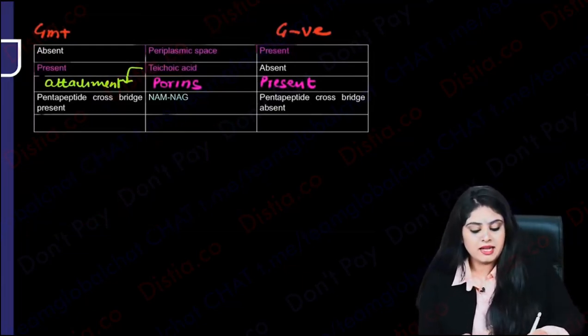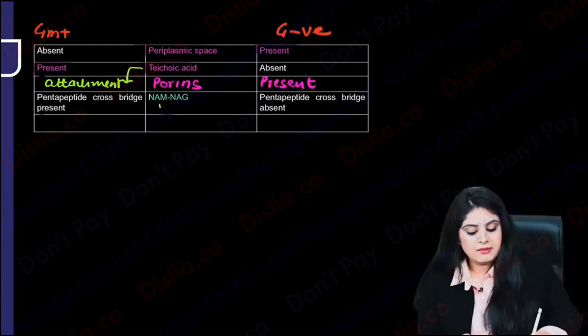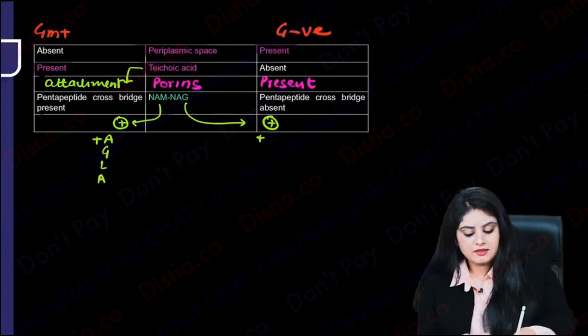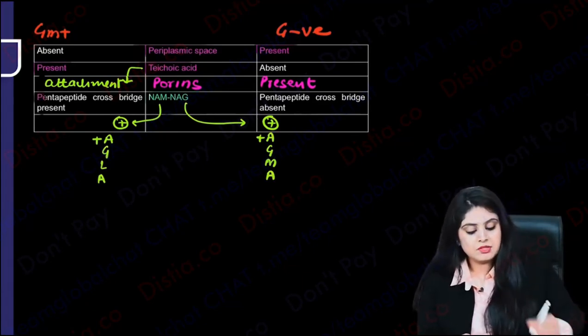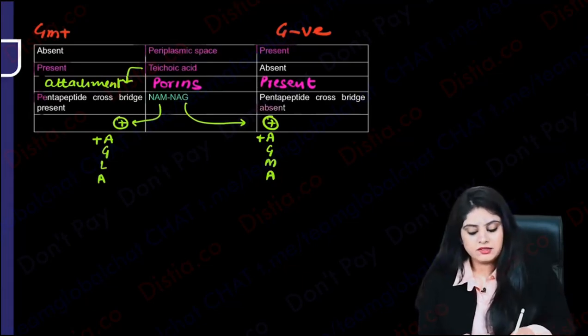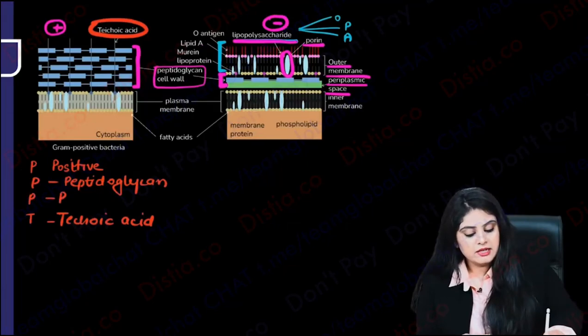See, I told you NAM and NAG will be in both. NAM and NAG is going to be present here also. NAM and NAG is going to be present here also. Over here, along with this, there are 4 amino acids called AGLA, and in gram-negative, there are 4 amino acids called AGMA. That I know, but which of them is having a cross bridge? So remember, gram-positive has a pentapeptide cross bridge, whereas gram-negative does not. You can complete your PPT mnemonic. The last P was the pentapeptide cross bridge.